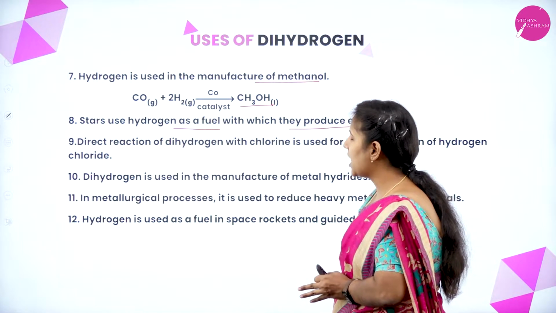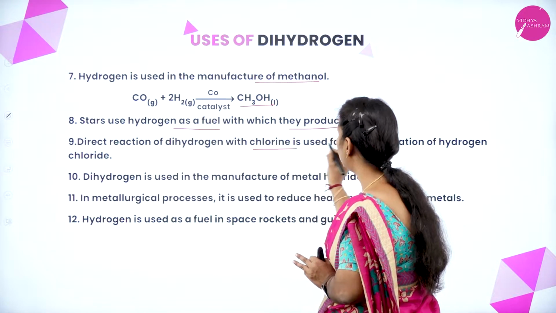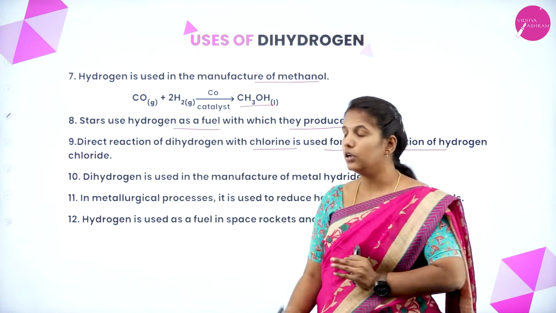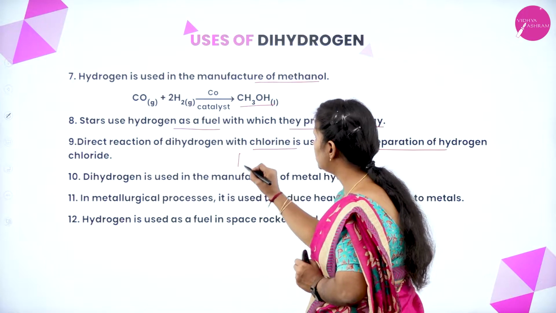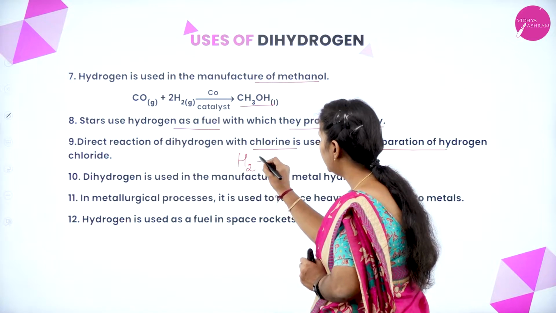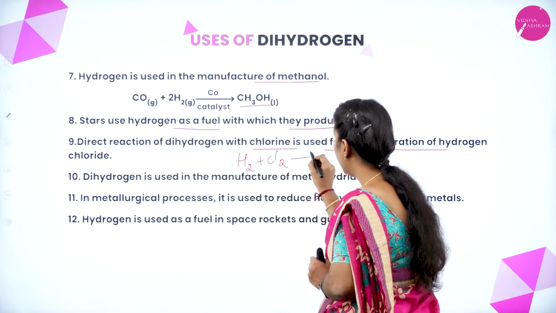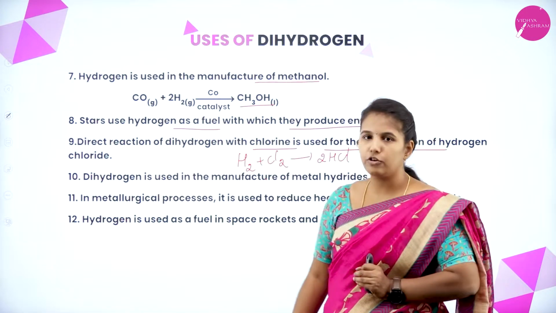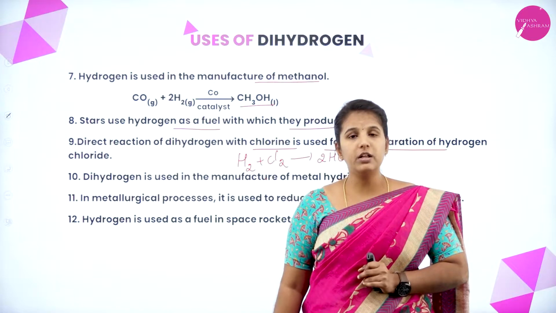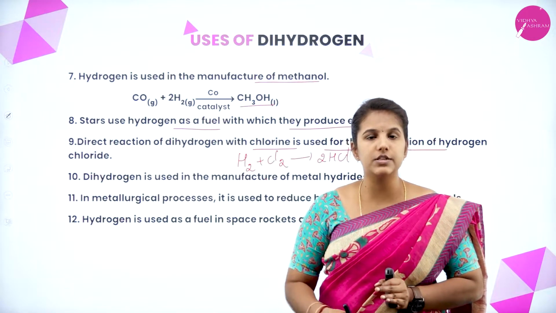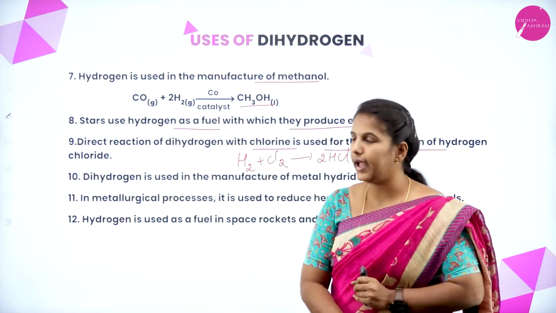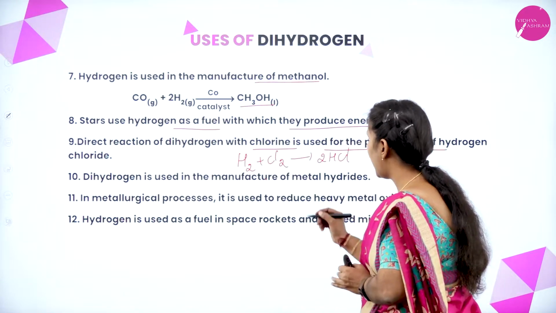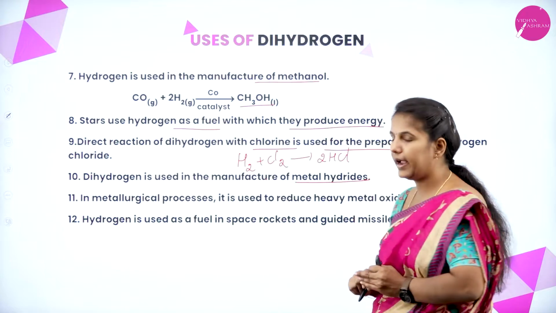And direct reaction of dihydrogen with chlorine is used in the production of hydrogen chloride. When dihydrogen reacts with chlorine, it gives HCl, that is hydrochloric acid. During the production of this hydrochloric acid also, we use dihydrogen. And dihydrogen is also used in the manufacturing of metal hydrides.